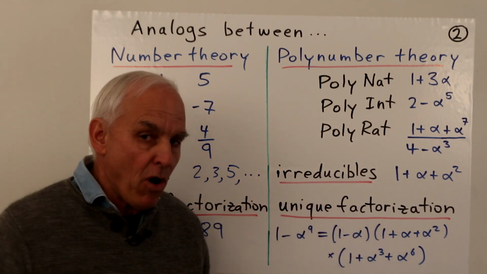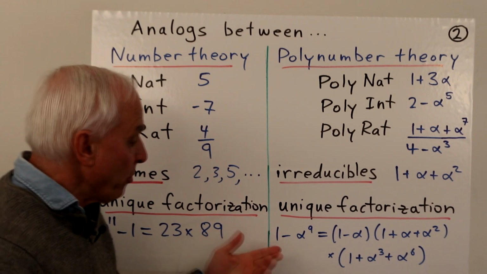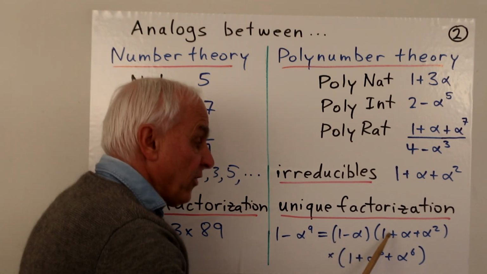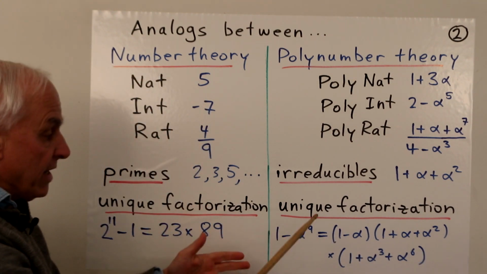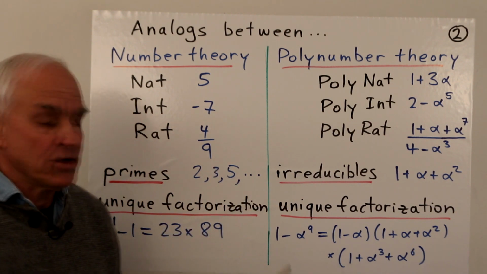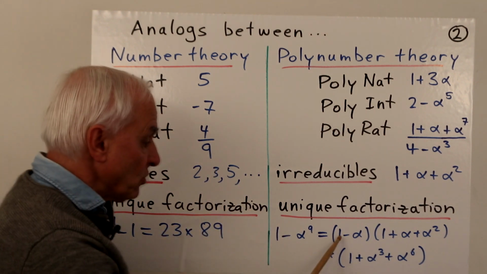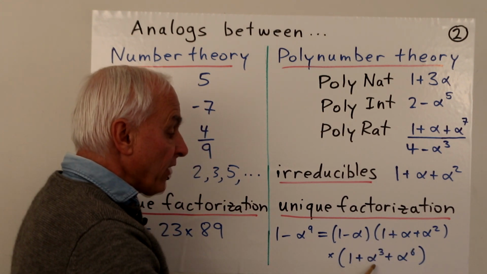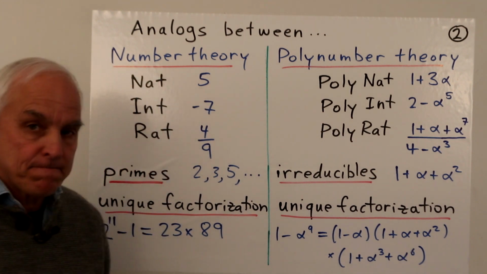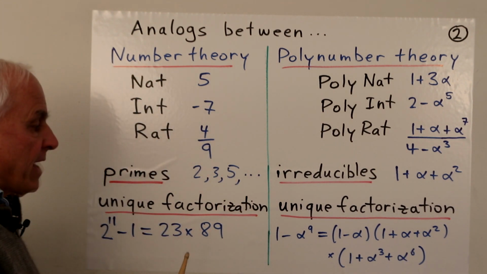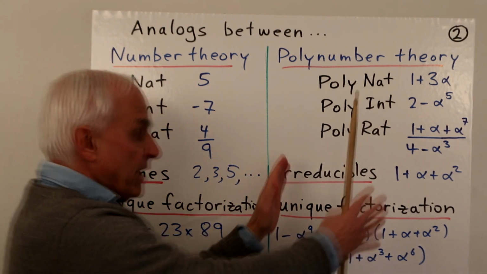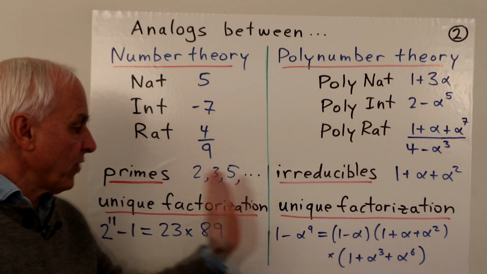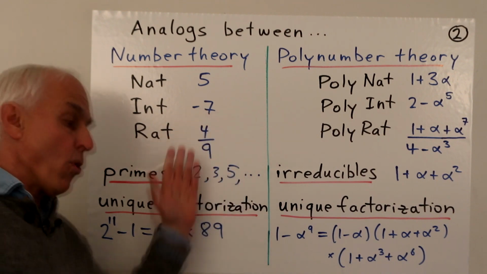Well, correspondingly, in the polynumber world, if you have some polynomial or polynumber, say 1 minus alpha to the 9, then that has a factorization into irreducibles, which is also unique in the same way, unique up to just moving the factors around. In this case, it factors as 1 minus alpha times 1 plus alpha squared times 1 plus alpha cubed plus alpha to the 6. So there's a kind of a correspondence here, and that's going to be an important part of this story. We are going to be exploring aspects of factorization in this story here, but there's close connections with factorizations in the more ordinary number theory.